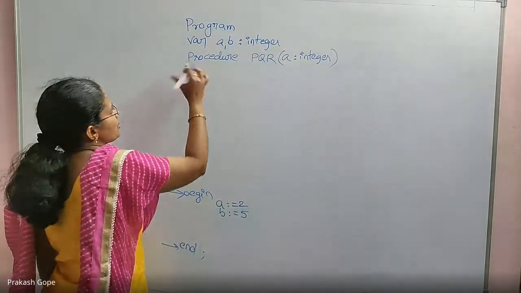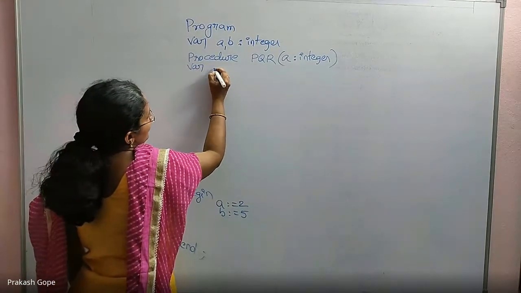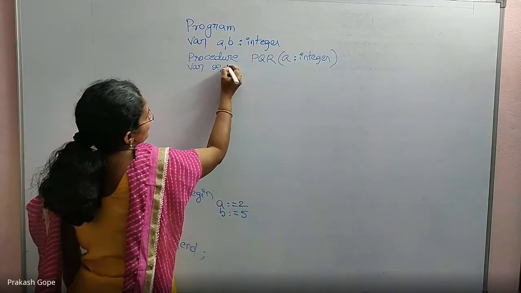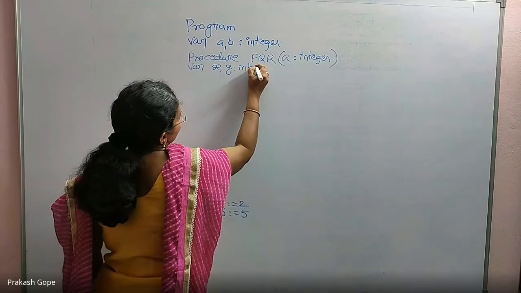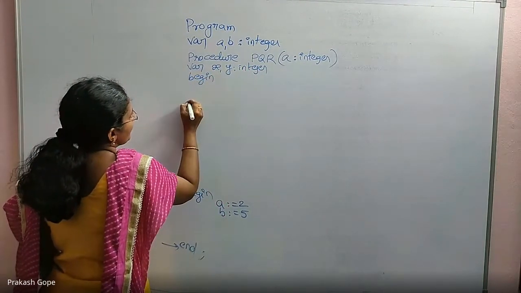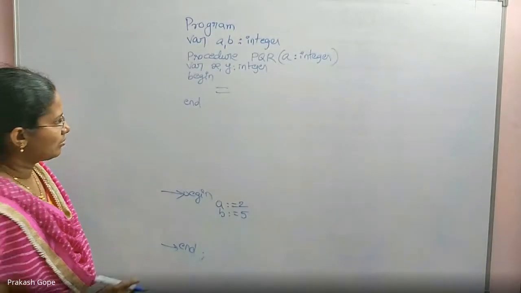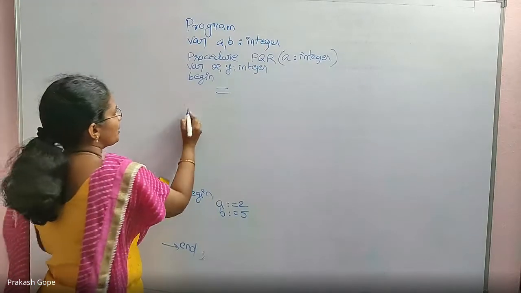But this procedure can have its own local variables. They are declared here, and the variable names are x comma y, integer. And the actual code for this procedure is begin and it lies here. Okay, the code lies here. Let me give some space.